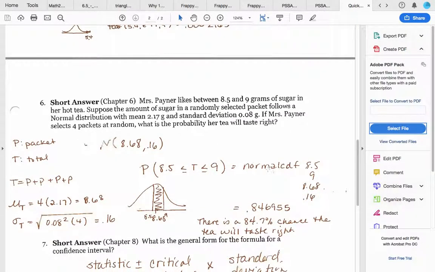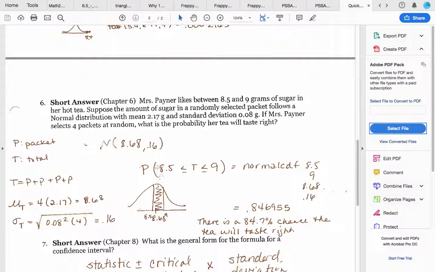So this one right here, if you're trying to do the sugar one, so packet, there's going to be 4 packets that are going to go into the T here. And so T is capital T for my tea. So T is packet 1 plus packet 2 plus packet 3 plus packet 4. So the mean of all those, it would just be 2.17 plus 2.17 plus 2.17 plus 2.17. So I could just have 4 of those. So there's my new mean. The standard deviation, it would really be 0.08 squared plus another 0.08 squared plus another 0.08 squared plus another 0.08 squared. So there's 4 of them.